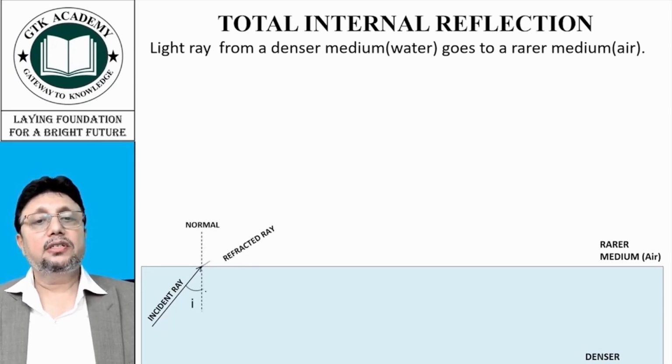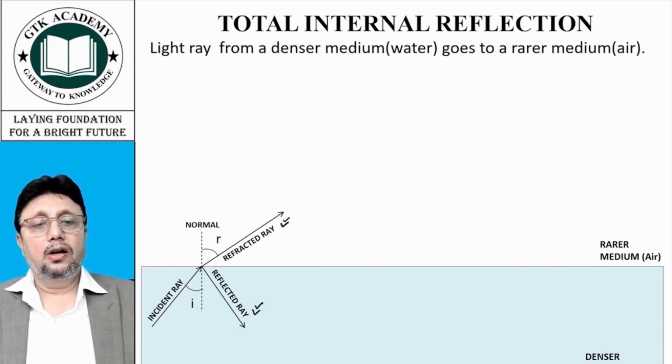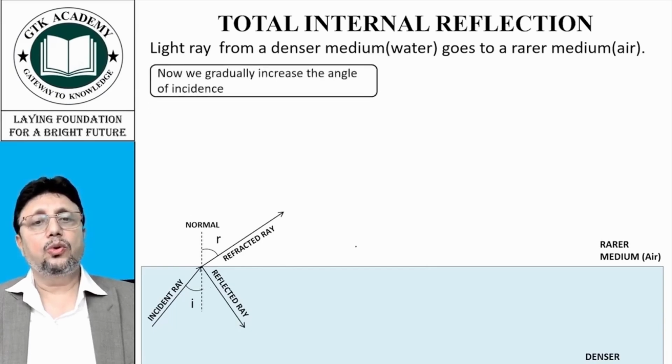This is angle of incidence. Some of it will be refracted, and I told you that both the phenomena happen. So some of it is going to be reflected also. A part is refracted and a part is reflected. Now what we do here, we increase the angle of incidence slowly, gradually and gradually.